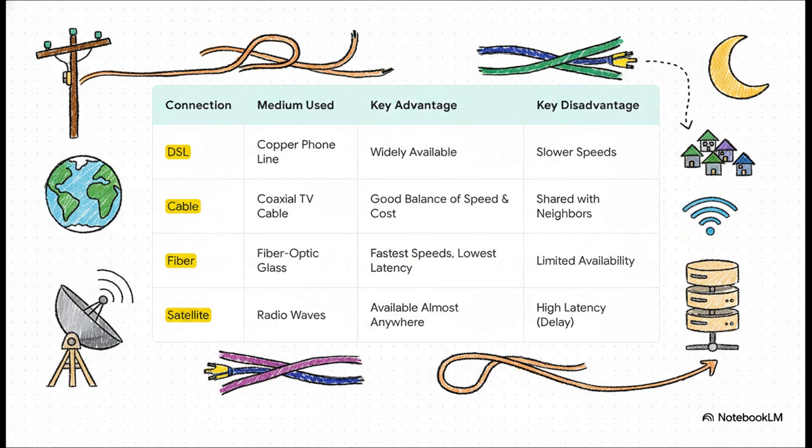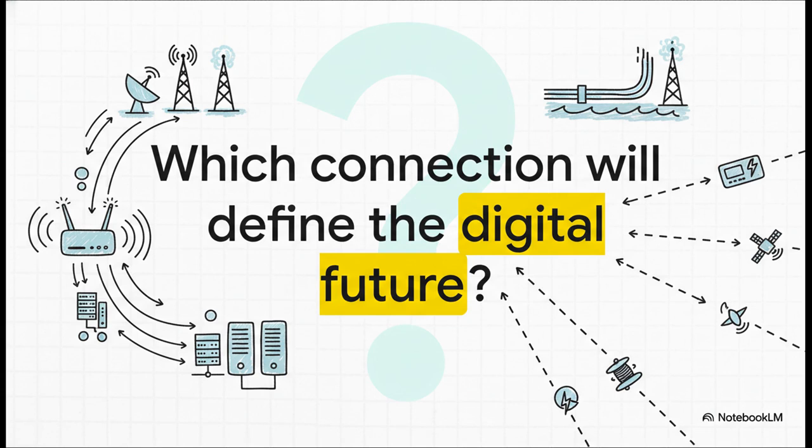Fastest speeds, lowest latency, but it's expensive to install, so it's not available everywhere yet. And then there's satellite, which can connect you from almost anywhere, but you're going to have to live with that high latency. So there you have it. From your router, across that all-important last mile, and out into the global network. Every single method has its own strengths and its own weaknesses.